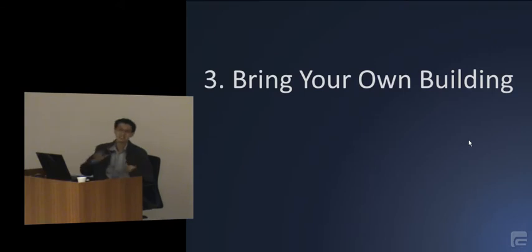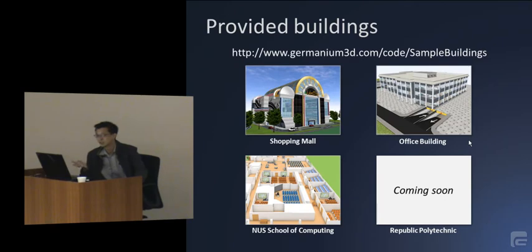Lastly, this is a Germanium-specific part. Previously we saw we were working on an office building, and we saw the shopping mall, right? So we're actually providing these 4 buildings for the competition. You can use the shopping mall, you can use the office building. The NUS School of Computing has provided their building to use, and Republic Polytechnic will also be coming up soon. You can get all of them at this URL.